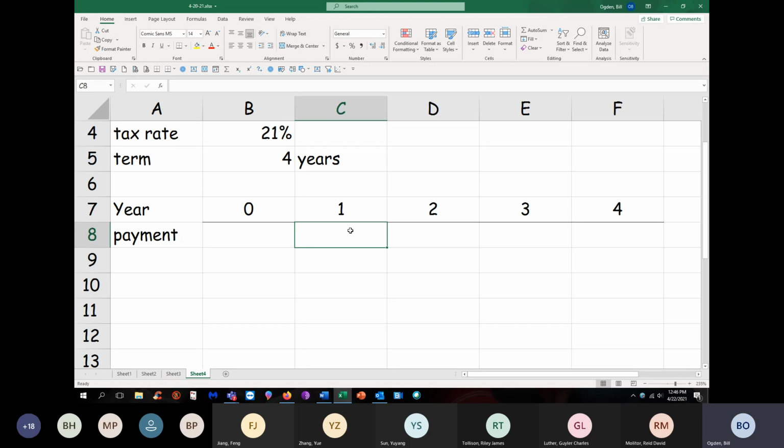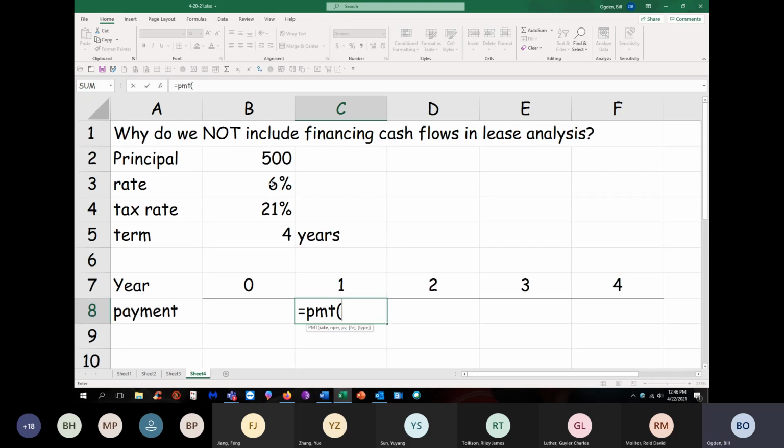Well, let's just do it. Equals payment. And the rate would be 6%. Now, keep in mind, if I borrow at 6%, I repay it at 6%. Now, the actual cost to me is something less because I'll deduct the interest as an expense, but as far as making the payment, it has to be the full 6%. So we'll lock that.